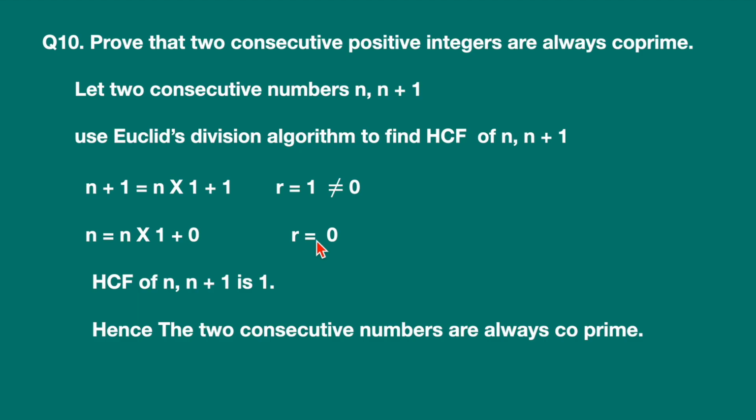So now the value of r is 0. Here the remainder becomes the divisor. So this is the HCF. HCF of n and n plus 1 is 1. So this shows us that n and n plus 1 are always co-prime. So here we come to the end of the exercise.